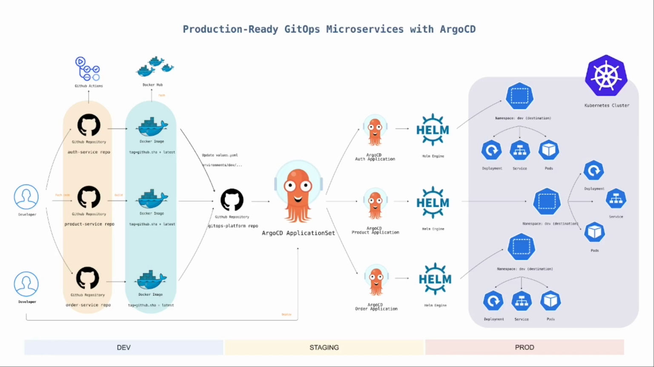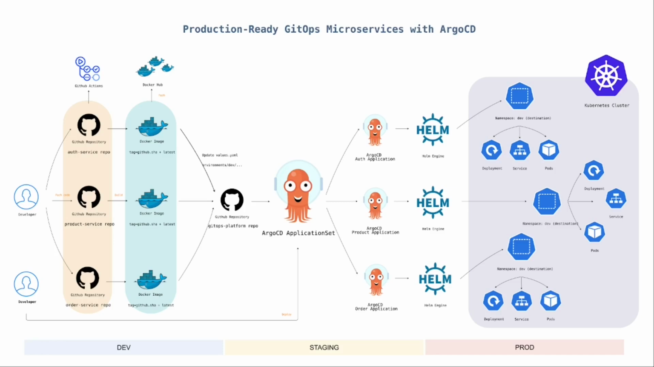Step 5. ArgoCD detects change. ArgoCD ApplicationSet continuously monitors the gitops-platform repository. When it detects a change in the values YAML file, it automatically generates the application using ApplicationSet. Following the pattern, it creates or updates applications like auth or auth-staging. This makes managing multiple services and environments very scalable.